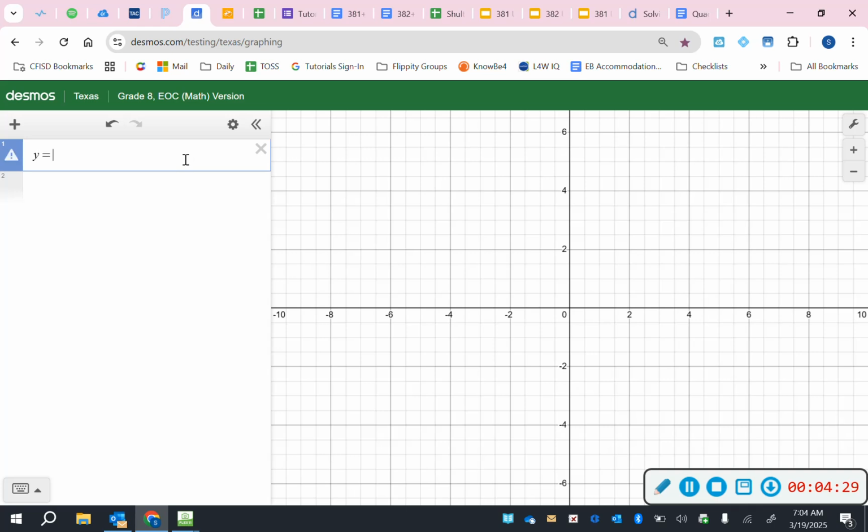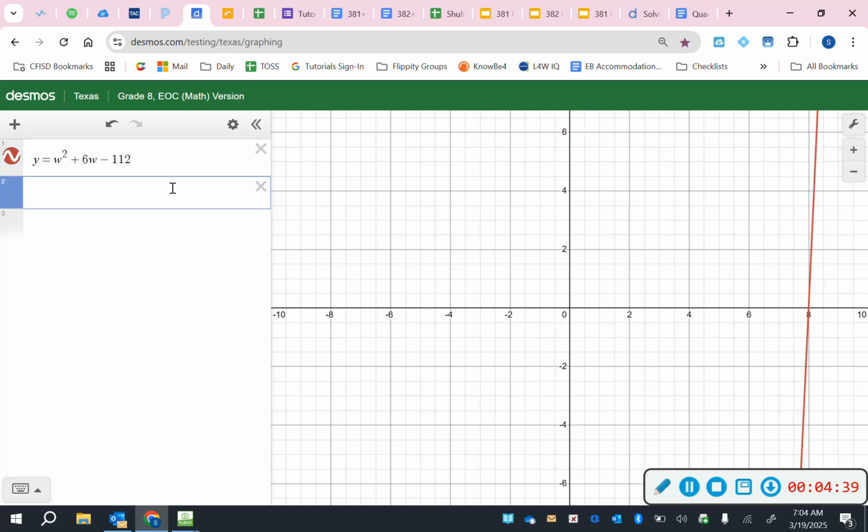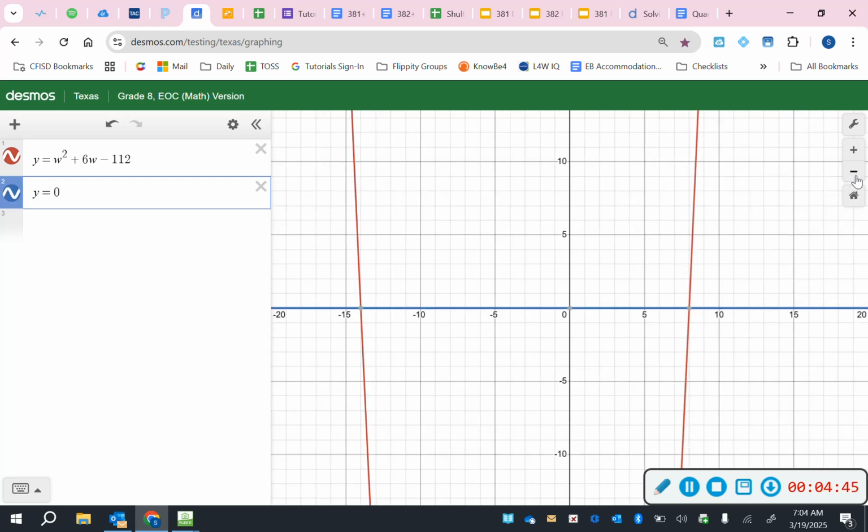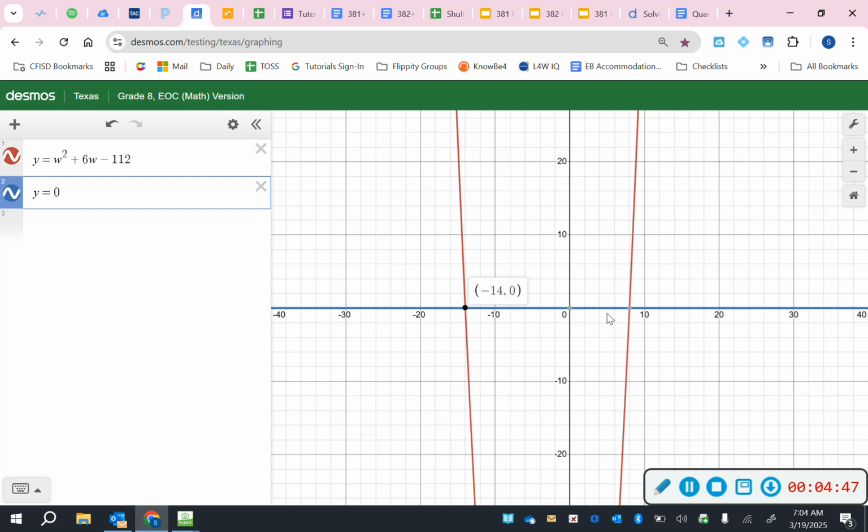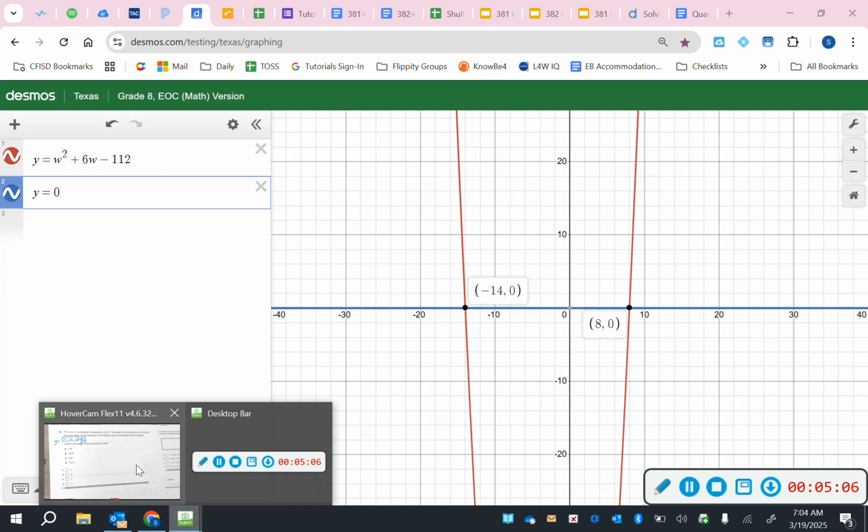So y equals w squared, or you can put x if you want, plus 6w minus 112. And we're going to put y equals 0. Let me zoom out some. Okay, so it's crossing in two different places, -14 and positive 8. It says, what is the width of the trampoline? Does it make sense to have a negative measurement for a width? No. And negative 14 isn't an option anyway. Our answer has to be positive 8. Our answer is C.